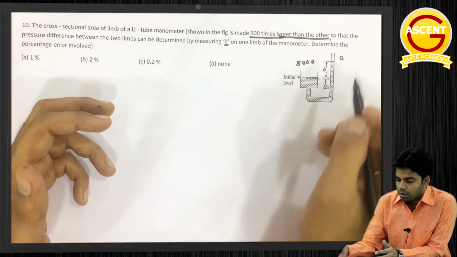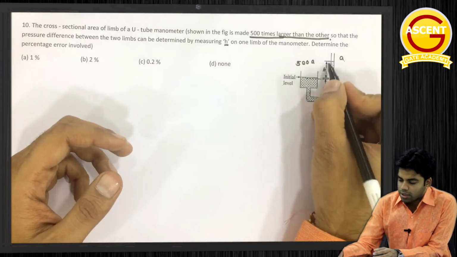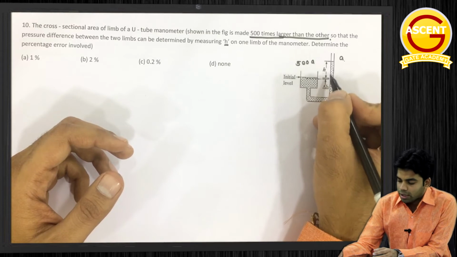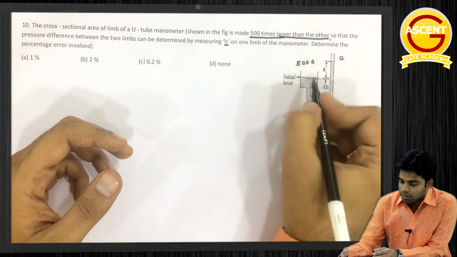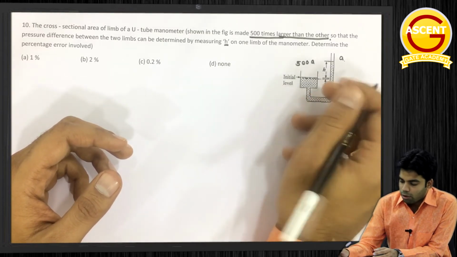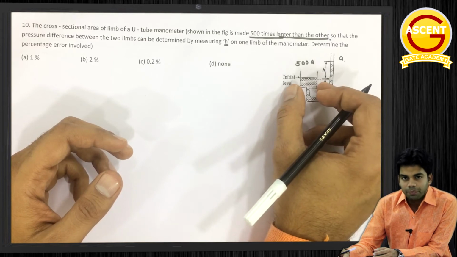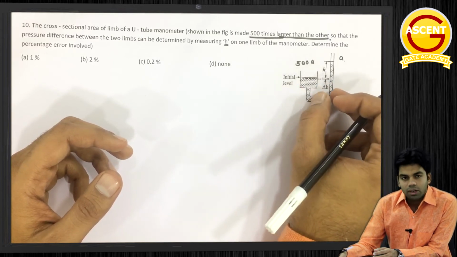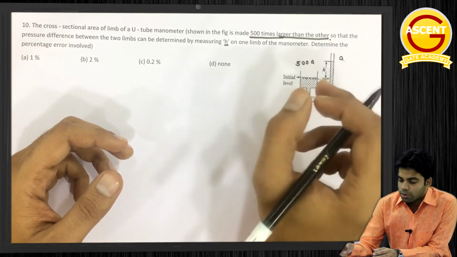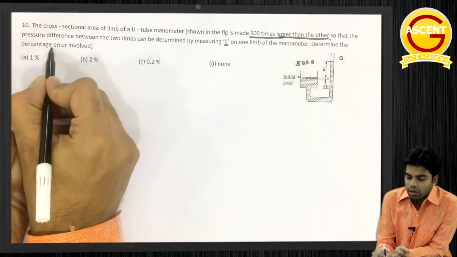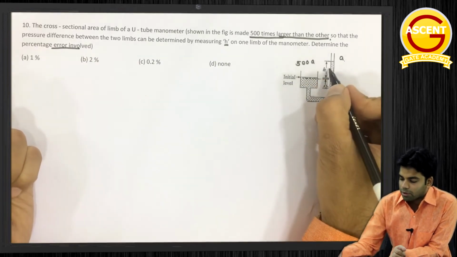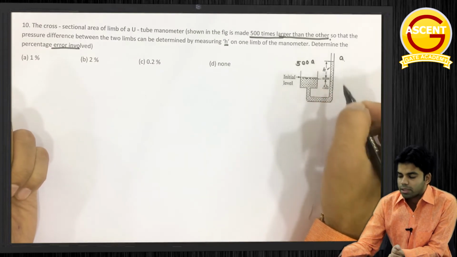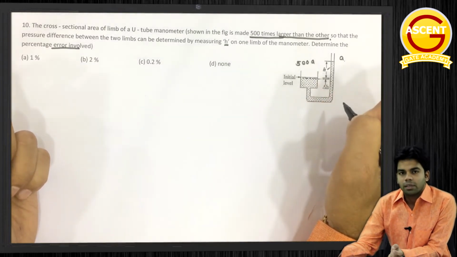Why? Because if I am considering only this height h, then I am neglecting this del h, this small change in height from this larger limb. We are neglecting the effect of this del h. So how much percentage error will be involved if I am calculating the pressure just by measuring this height h? Getting the question or not?